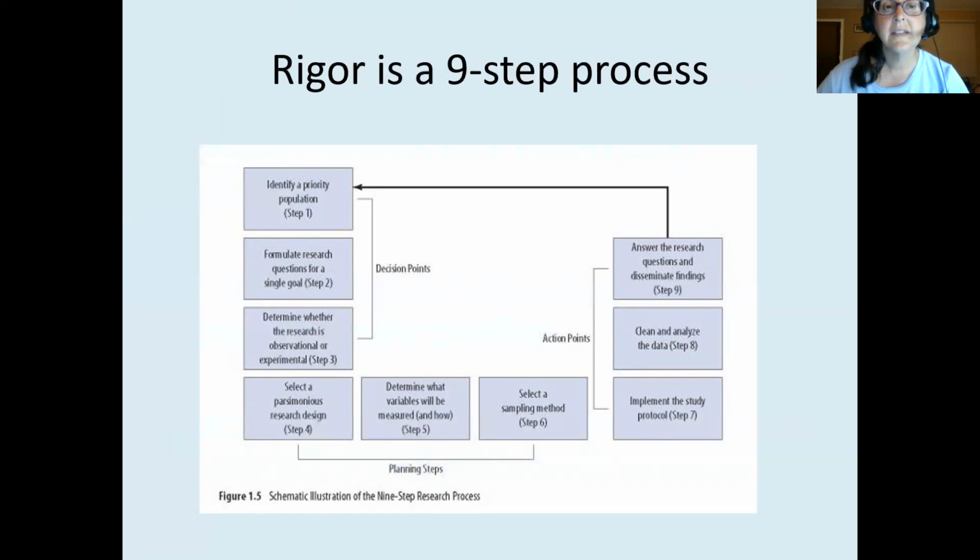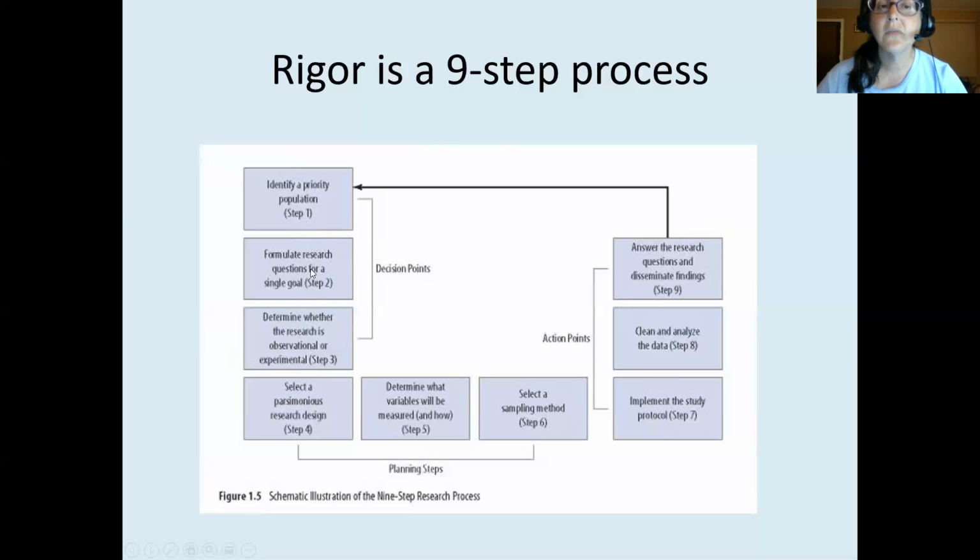These 9 steps are divided into 3 different parts. And so you have the decision points. Those are those first 3 here. The decision points are identifying the priority population, formulating the research question, and then determining whether the research is going to be observational or experimental. So what approach you're going to be taking in order to conduct the research.